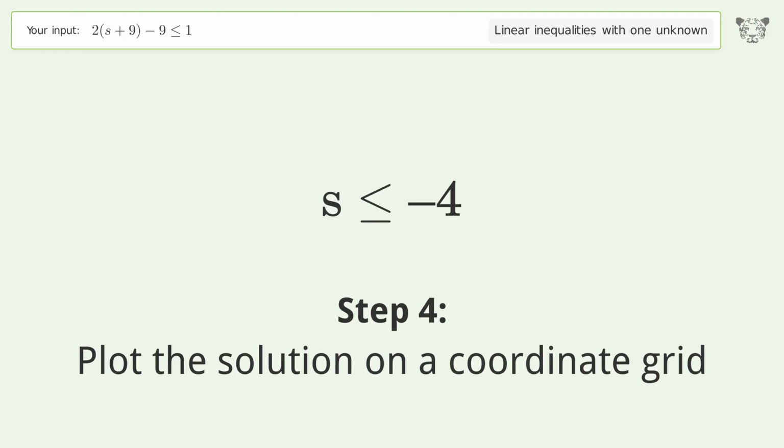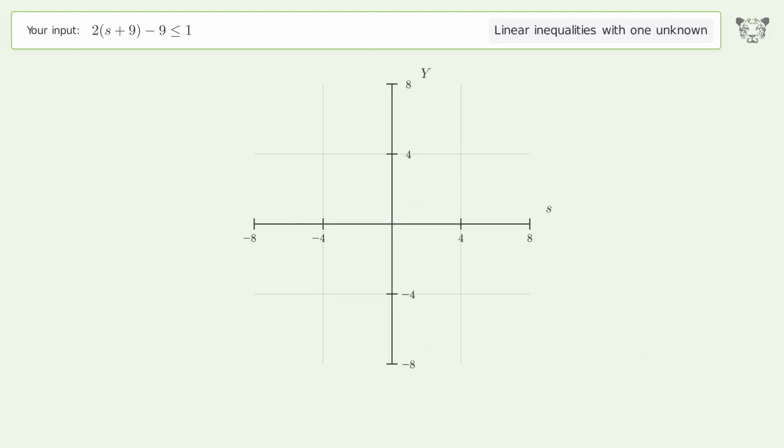Plot the solution on a coordinate grid. And so the final result is s equal or smaller than -4.